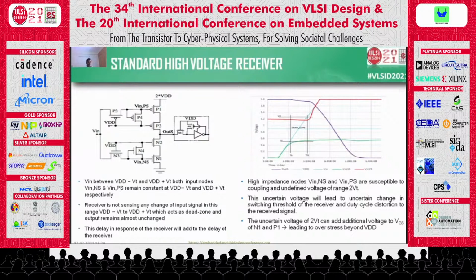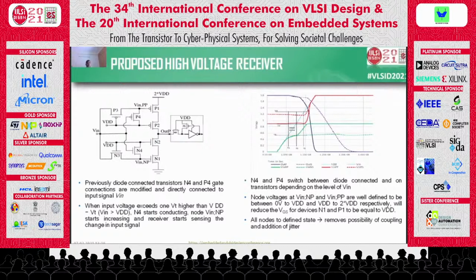Apart from that, additional voltage that can come, anything higher than VDD at Vin NS, can cause over voltage stress to the device N1. Similarly, Vin PS will cause the stress on the P1 device.